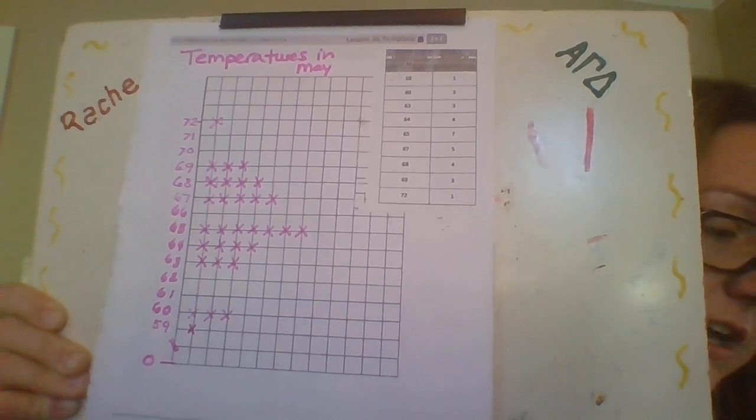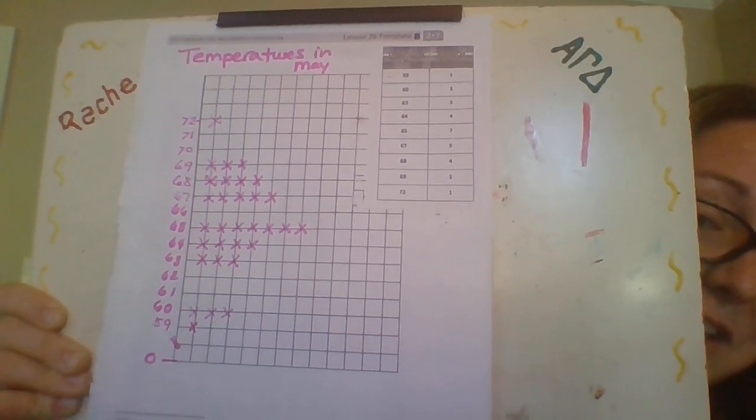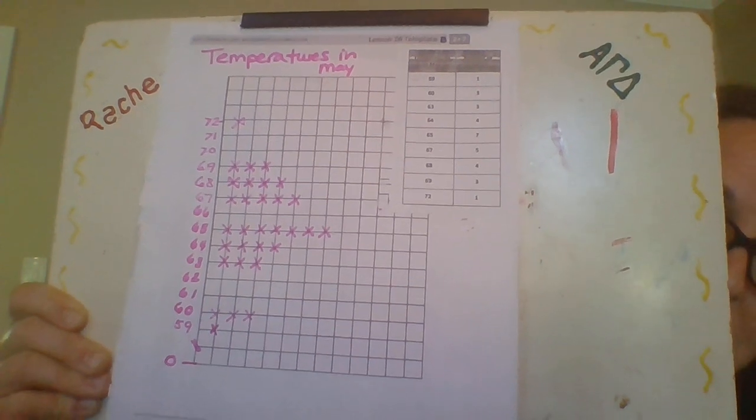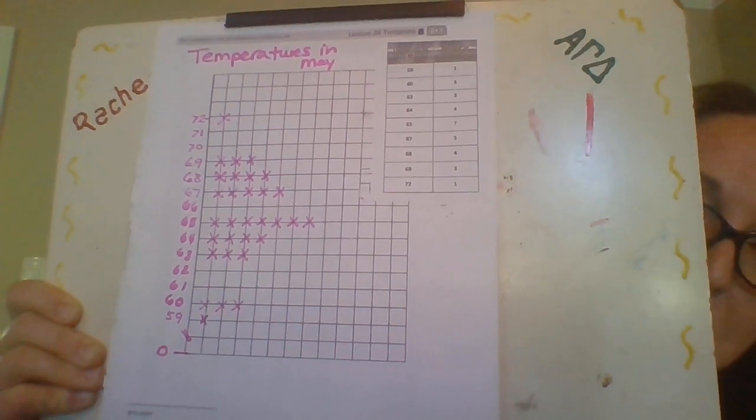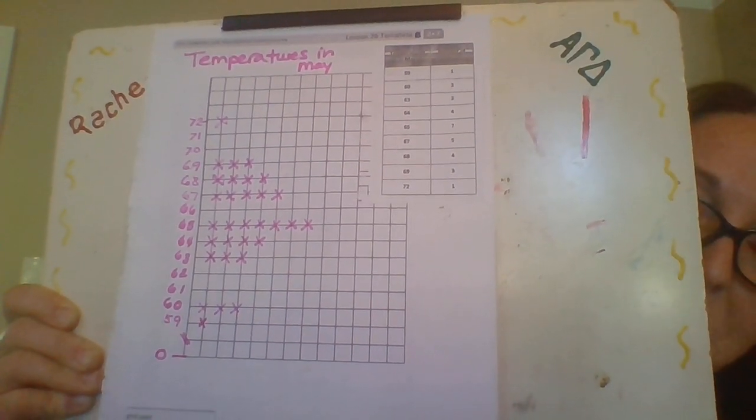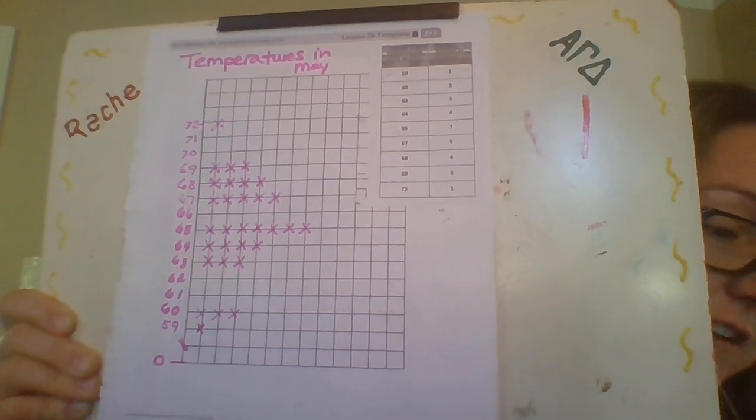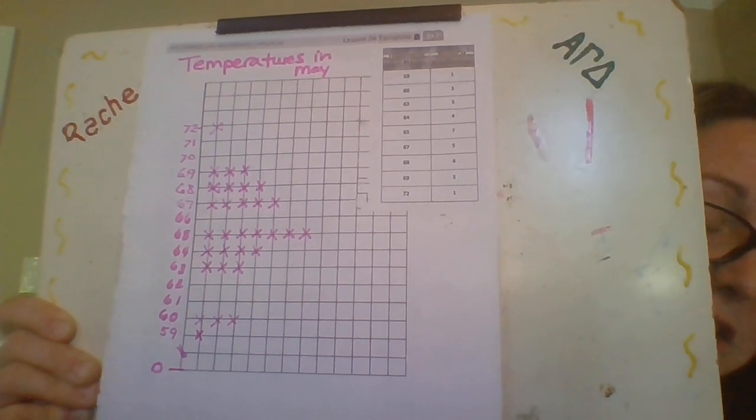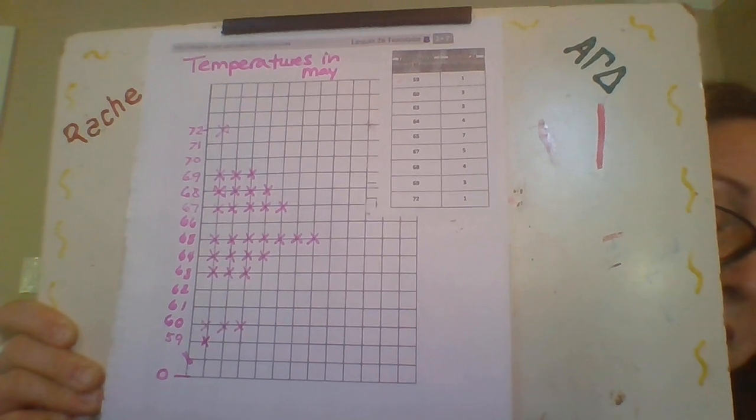The difference between the highest and lowest temperature. Remember, boys and girls, that's a problem you got to think about. You got to figure out the space in between 59 and 72. You can count up, you can subtract back.